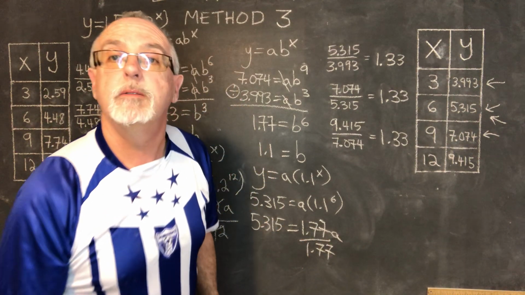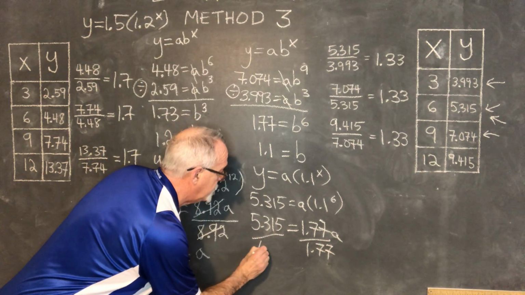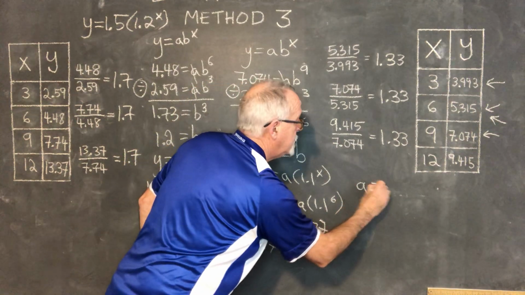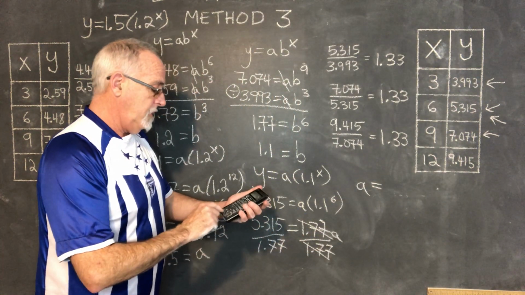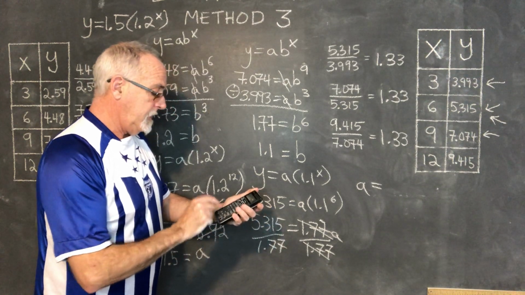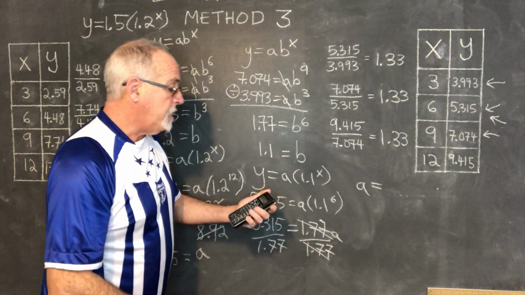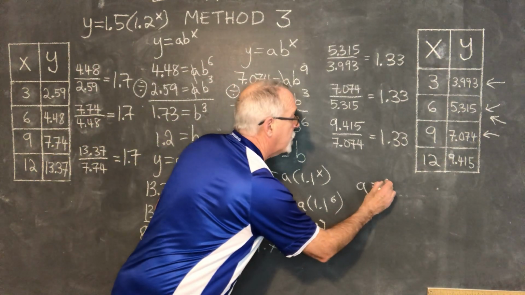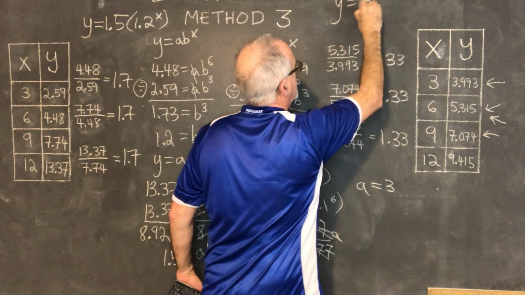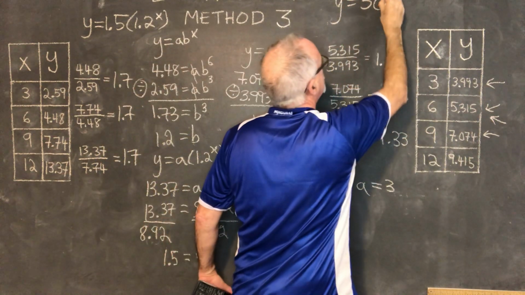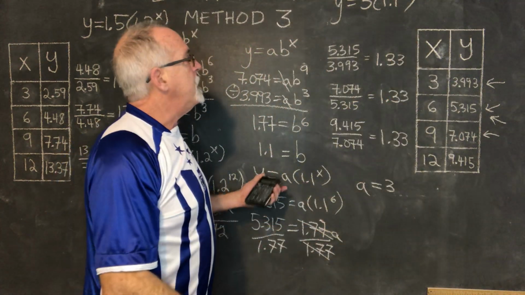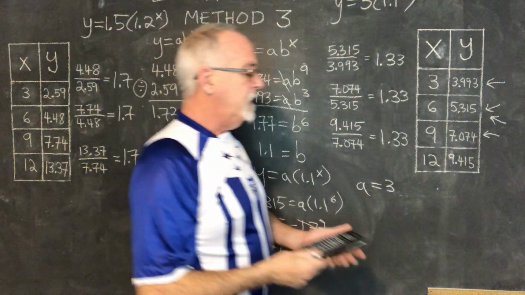Is this still fitting in the video? Yes, it is. The 1.77s cancel. A is equal to 5.315 divided by 1.77 equals 3.0028, so a is equal to 3. So therefore I have the equation y is equal to 3 times 1.1 to the x, and I can plug values into that equation if I need to in order to answer my final question.